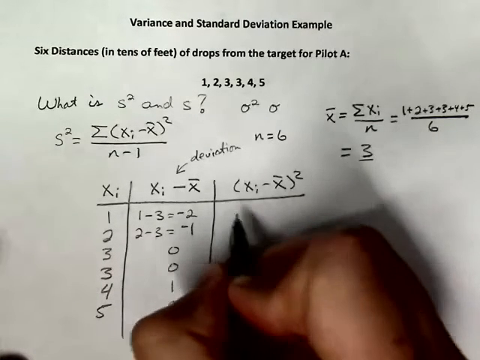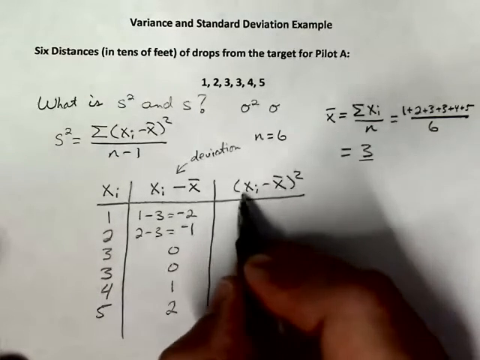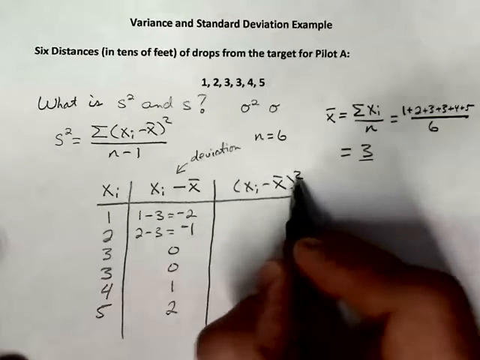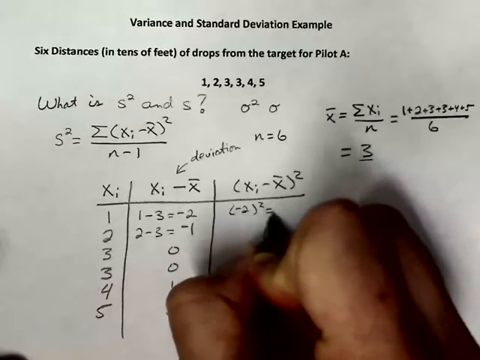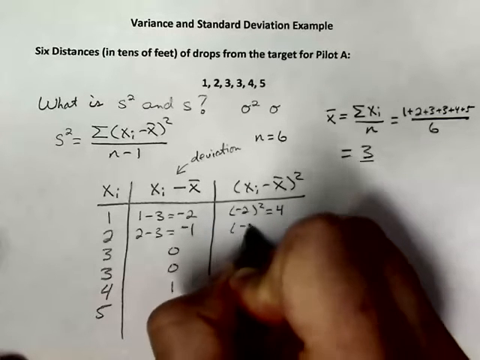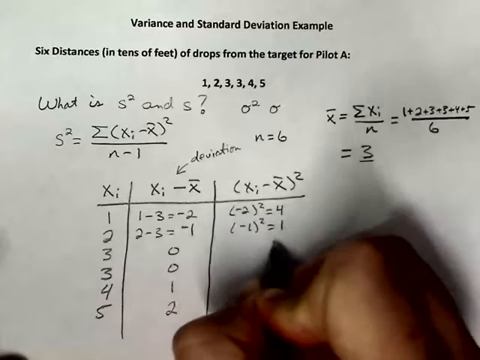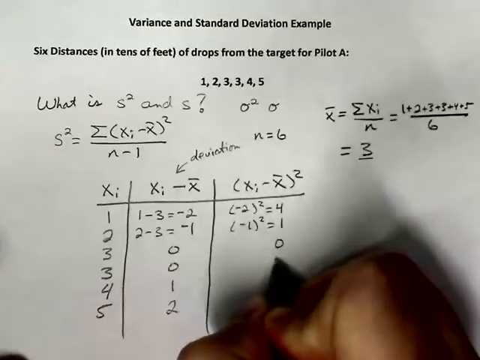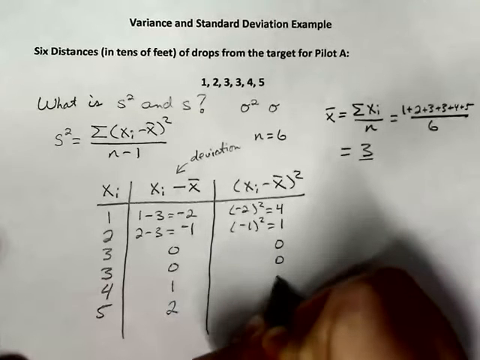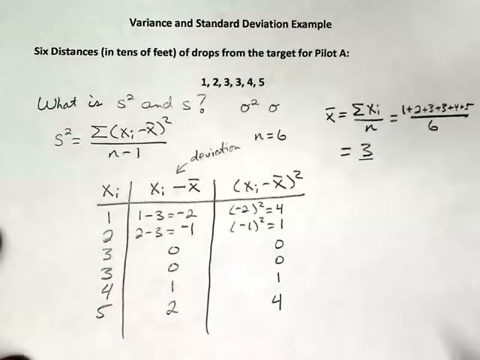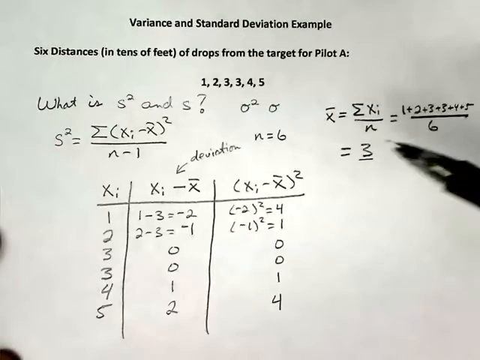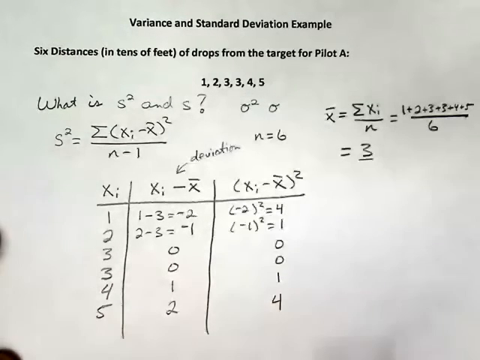Now what I'm going to do is take each deviation and square it. So I take this value here, negative 2, and I square it, and I get 4. Negative 1, square it, and I get 1. 0 squared is 0. 0 squared is 0. 1 squared is 1, and 2 squared is 4. So I have my squared deviations. Now I'm in place to compute the sample variance here.